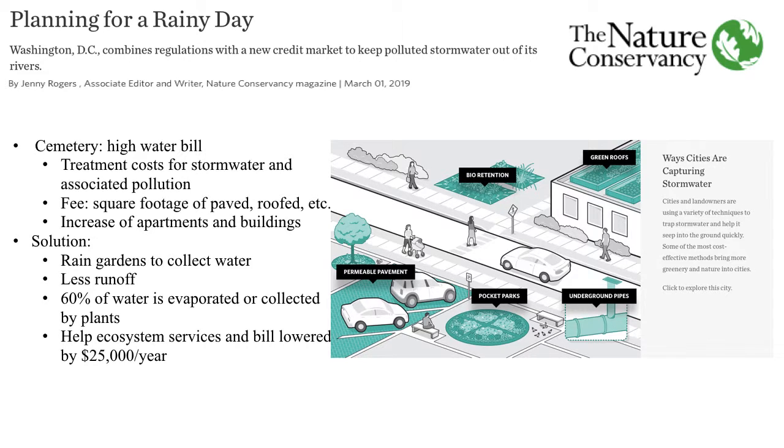Their solution was to plant rain gardens to collect the runoff water. 60% of the water is evaporated or collected by the plants, and these plants attract more bees and other insects. This helped ecosystem services, and their bill lowered by $25,000 per year.